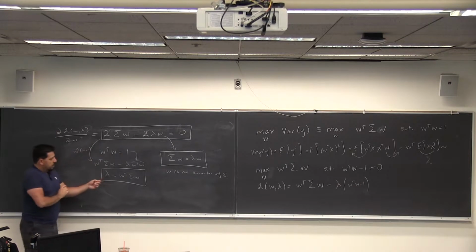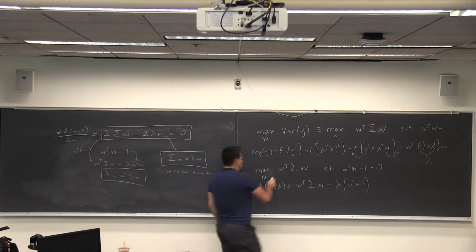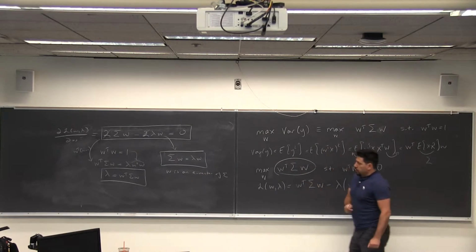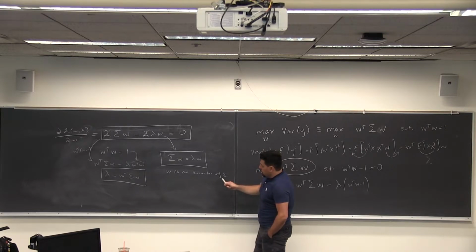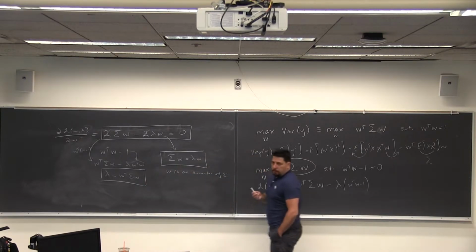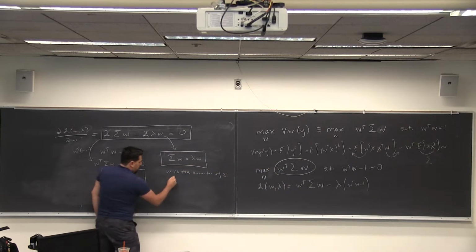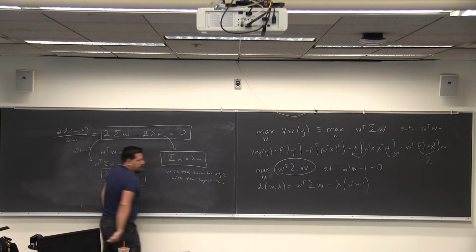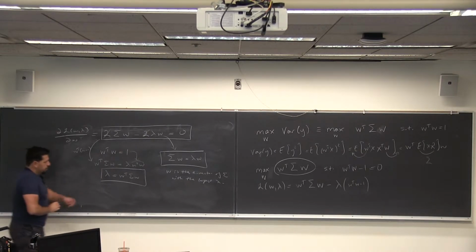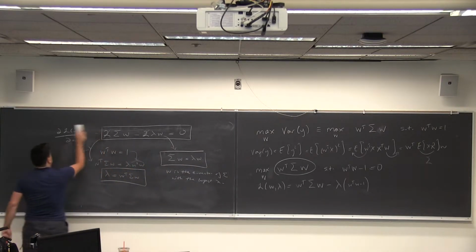And the corresponding eigenvalue lambda, which is equal to W transpose sigma W, is the objective that I was trying to maximize. So I have a choice of eigenvectors here. There are n different eigenvectors. I must choose the one that has the largest eigenvalue. So W then is the eigenvector of sigma with the largest eigenvalue. Okay, so the solution to this problem is the eigenvector with the largest eigenvalue.